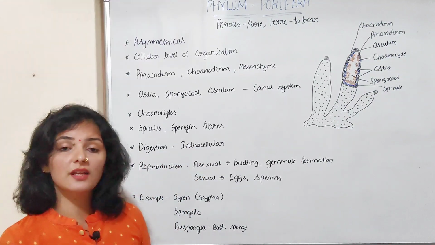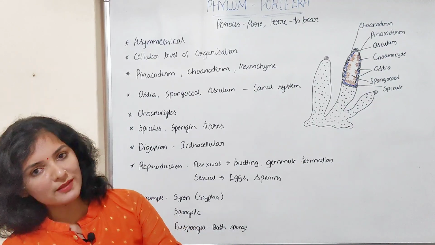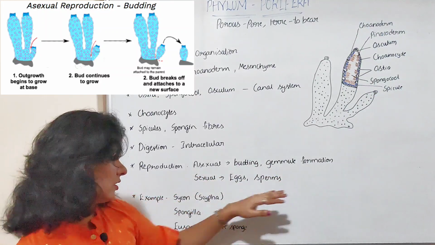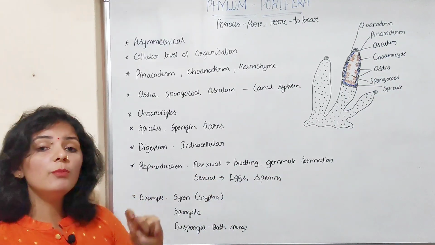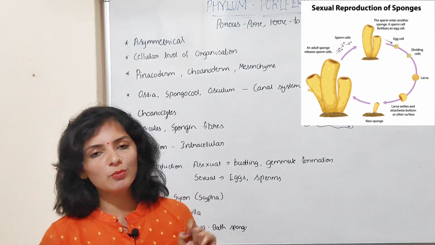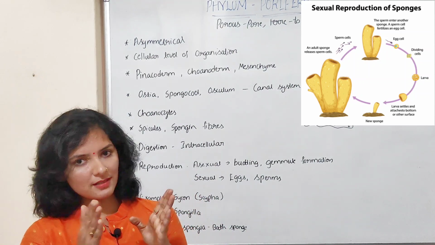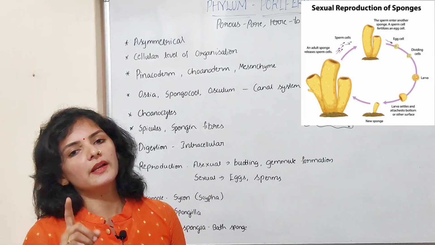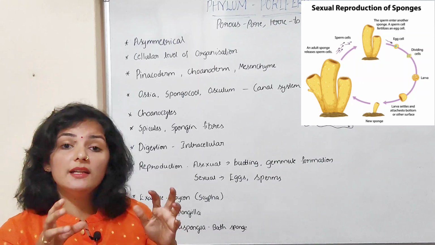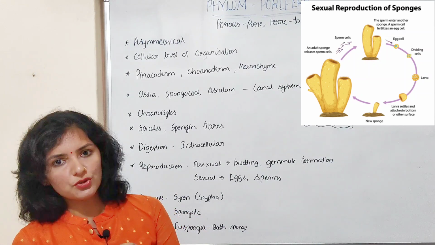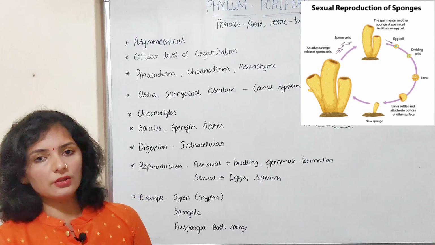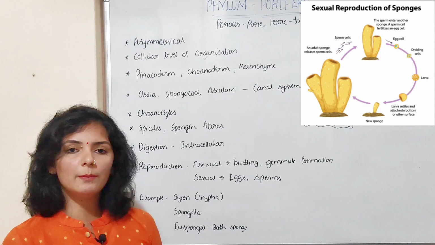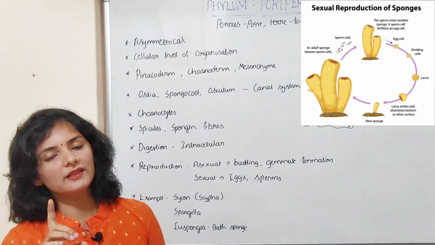Next is reproduction. Reproduction in poriferans takes place both by sexual and asexual methods. The asexual method is by budding and gemmule formation. If you talk about sexual reproduction, all poriferans are bisexual or hermaphrodite in nature, meaning both sex organs are present in the same organism, or sexes are not separate. Both eggs and sperms are produced by the same individual, and these sperms and eggs fuse, or get fertilized, to form a zygote.